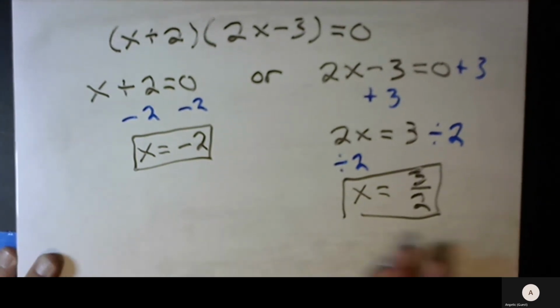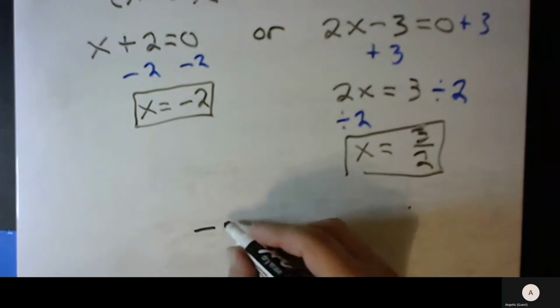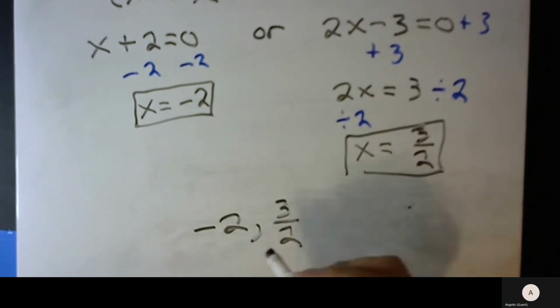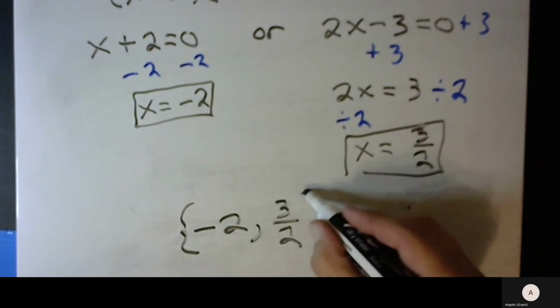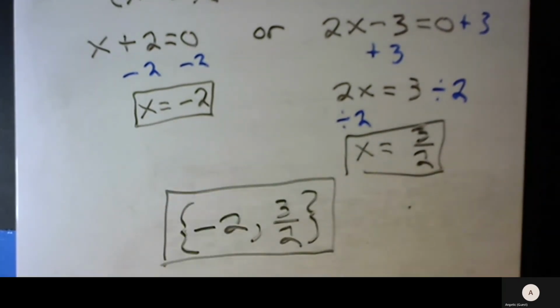So putting these answers together, what we'll have is negative 2 and 3 halves. And that's going to be our answer.